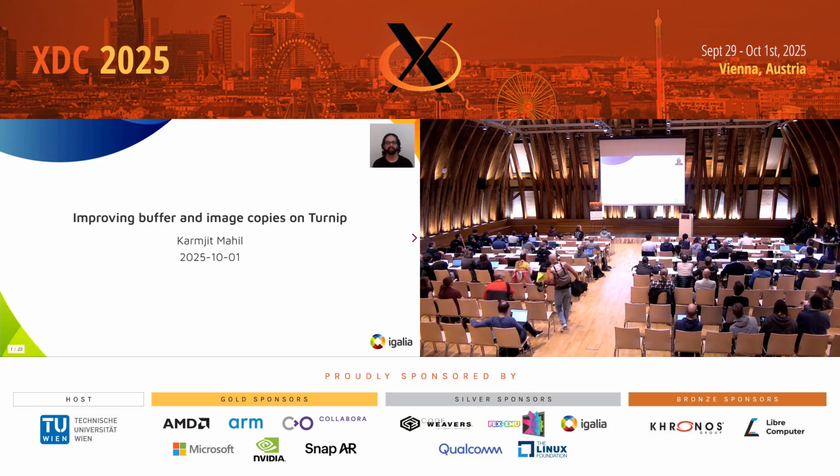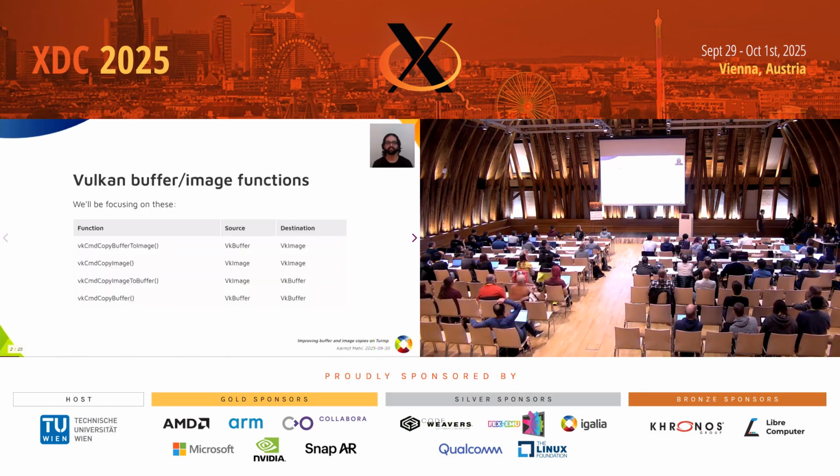I'll be talking about some improvements we made to the Vulkan buffer and image copies in Turnip. These are the Vulkan commands we'll be talking about. These are all transfer commands which do a buffer to buffer, buffer to image, image to image, image to buffer copy.